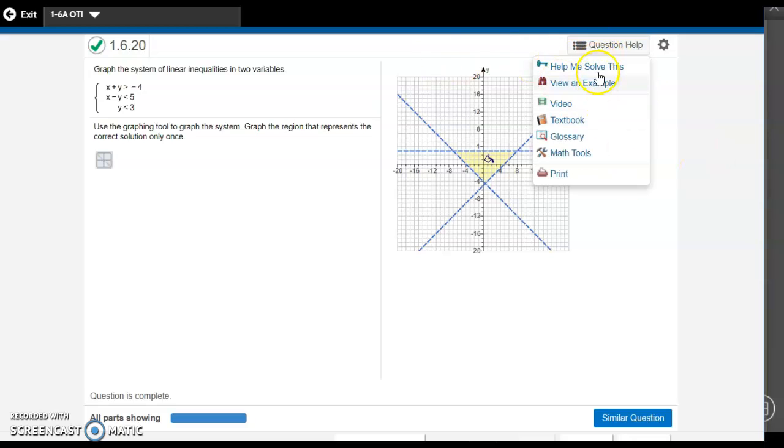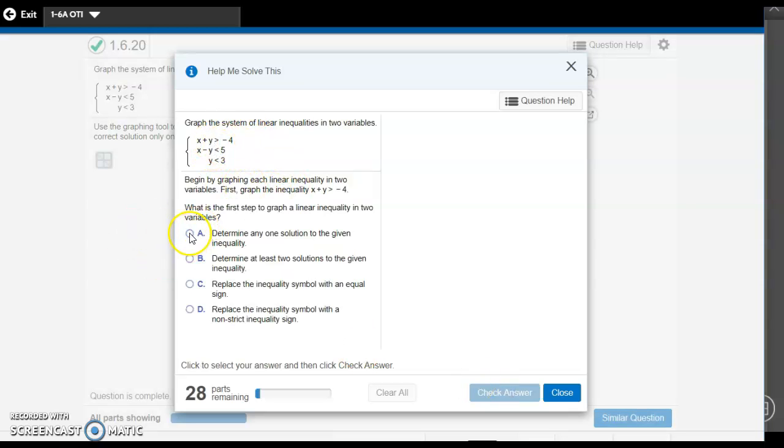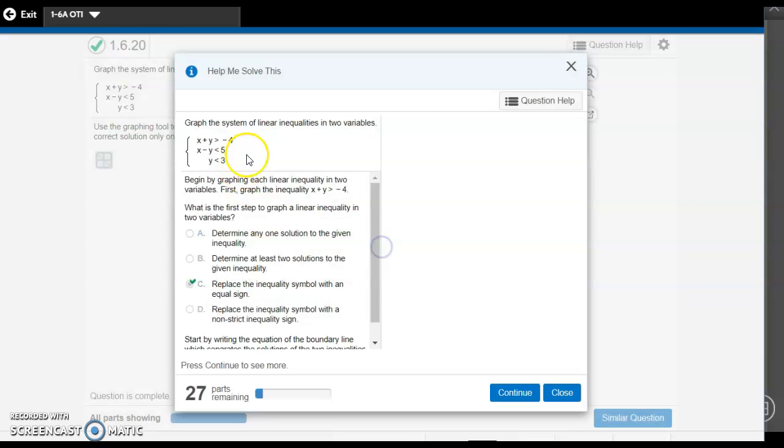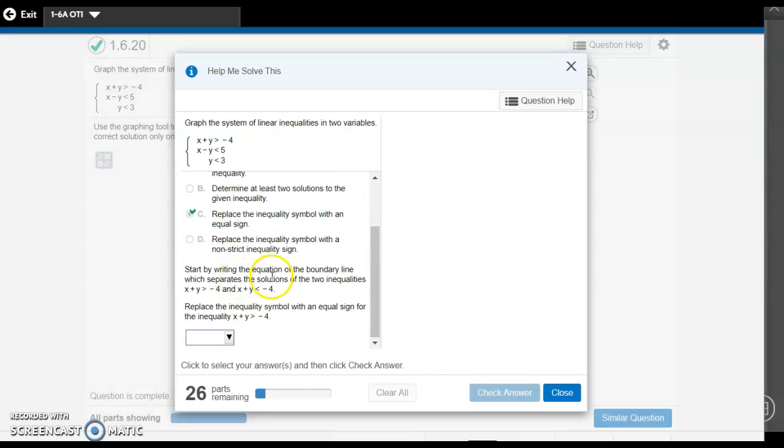Lastly, don't forget about this stuff. The Help Me Solve This thing's awesome. It literally walks you through a problem identical to it, and as you click continue, it'll ask you to figure things out. So this will teach you exactly how to do one of these questions. Yes, it takes a little bit of time, but as you get them right, it advances you to the next thing. Or if you keep getting them wrong, it won't advance you.